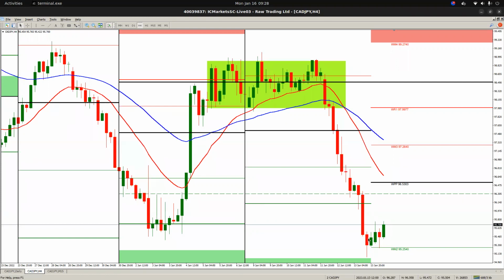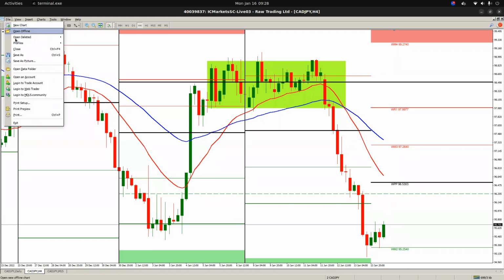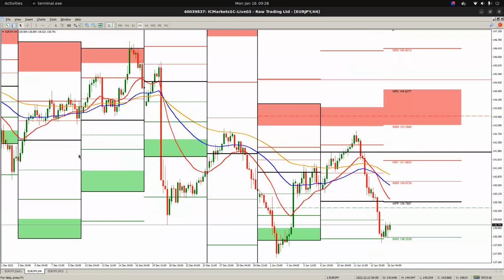So right now, looking at this, you'd say to yourself, okay, I don't have price currently at resistance, so I can't sell this right now. And you then move on to the next pair. Okay, it keeps you out of trouble.